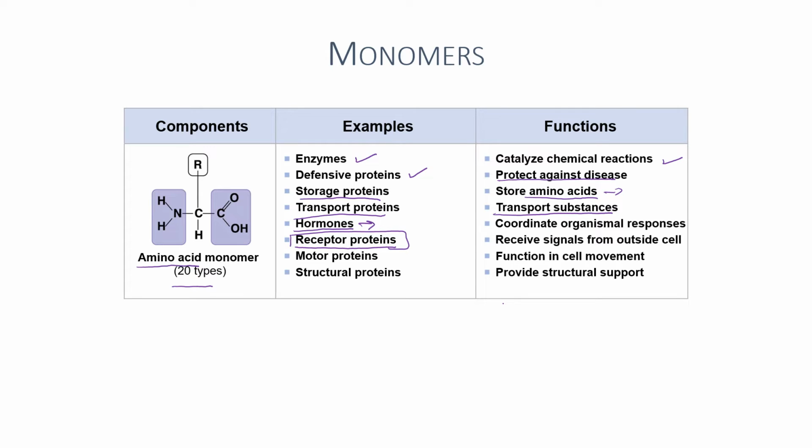And then protein also can function as motor protein, which functions in cell movement. The details of the function of motor protein we are going to look at in the second chapter, chapter 2, which is the cell. And the next one is structural protein to provide structural support, such as collagen or keratin that are found in your hair, skin, or nails.